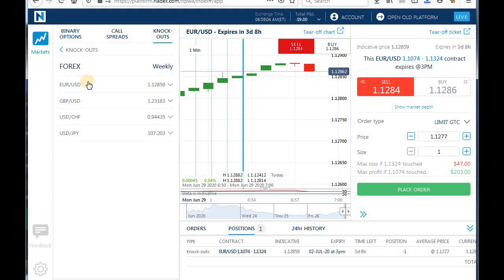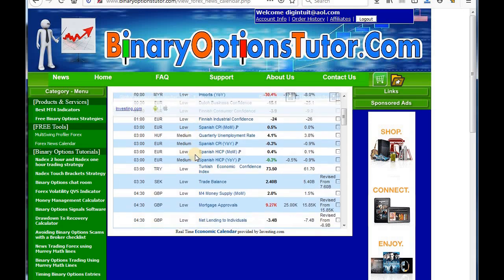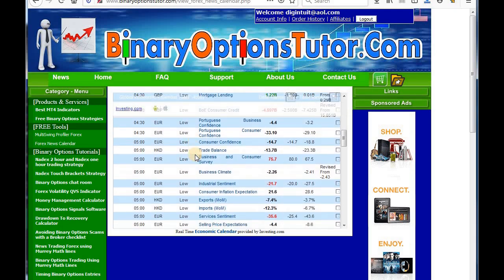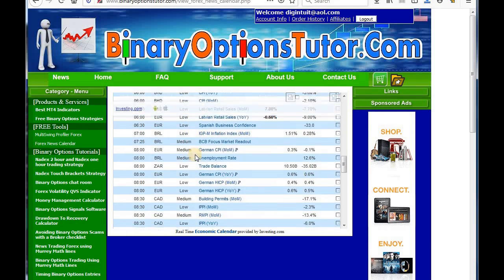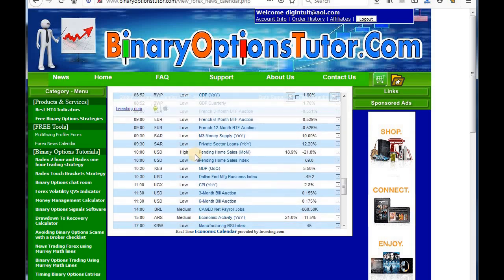Okay, but let's go through step by step. Big thing. This is a news calendar. It's right here on my site, on our site. It's been here for years. It's absolutely free. Set it to your time zone. Make sure there are no big or high impact news events. If you're finna get into a touch bracket, I mean a knockout, that's what they used to call them, touch brackets. Okay?